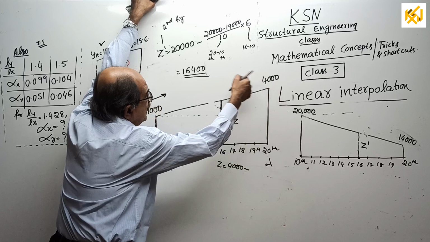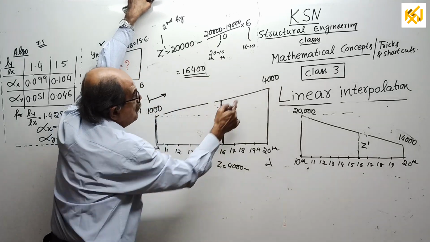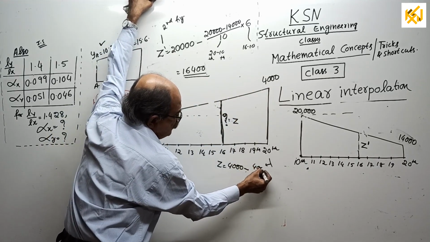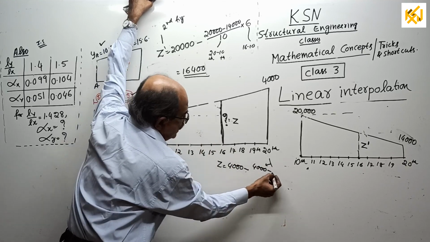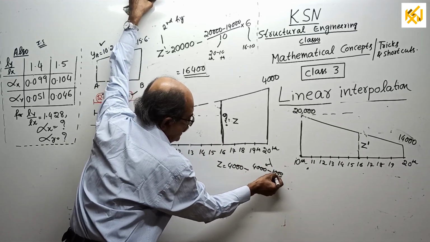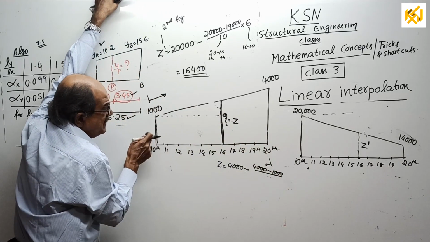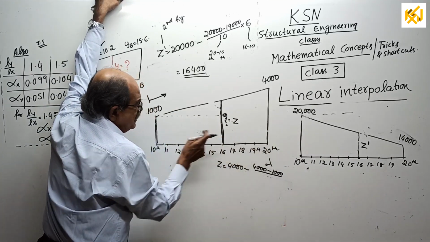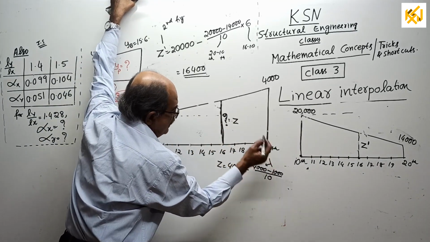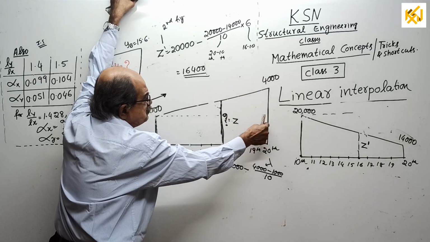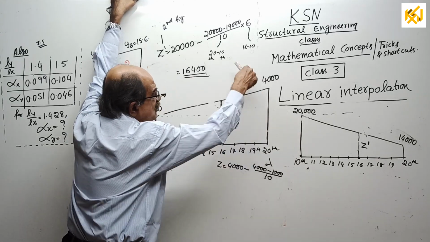As you come from here to here, the value is decreasing. How much decreasing? 4,000 minus 1,000. That is the decrease for 10 days here. We want the decrease for 1 day, so divide by 10. That will tell you how much per day. If you come from this side, it will decrease.